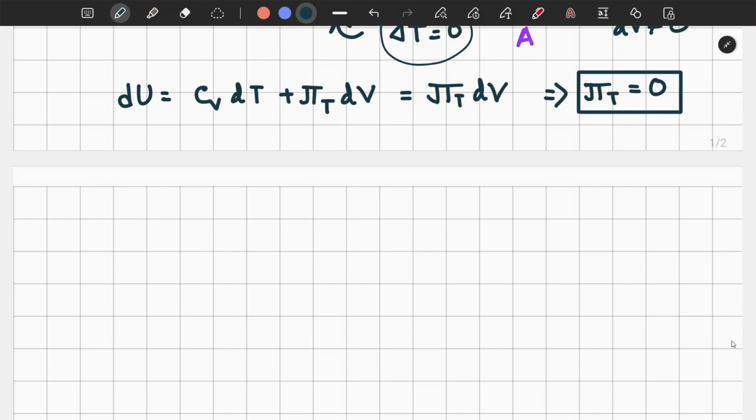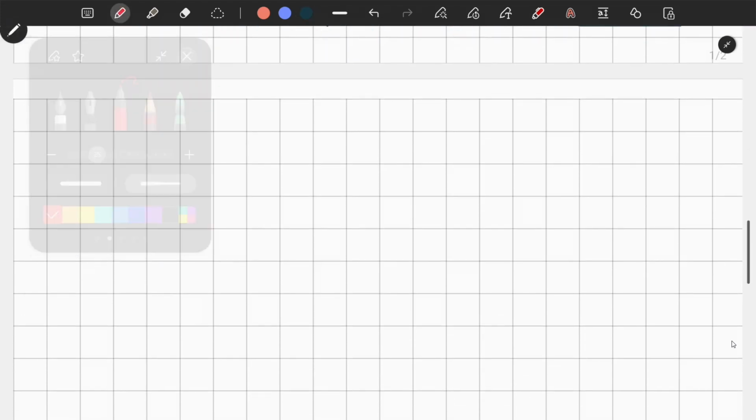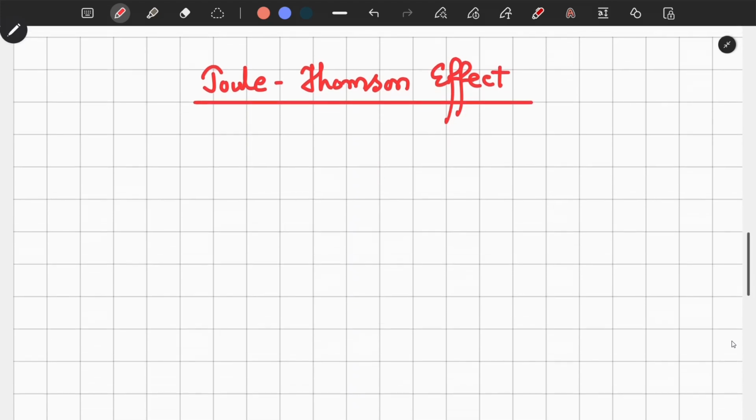So now, later, others did this experiment, which is called the Joule-Thomson experiment. That is very important. By using this, you can calculate. This was a successful experiment, the Joule-Thomson experiment. First, let us understand the experimental setup, then only you can understand.